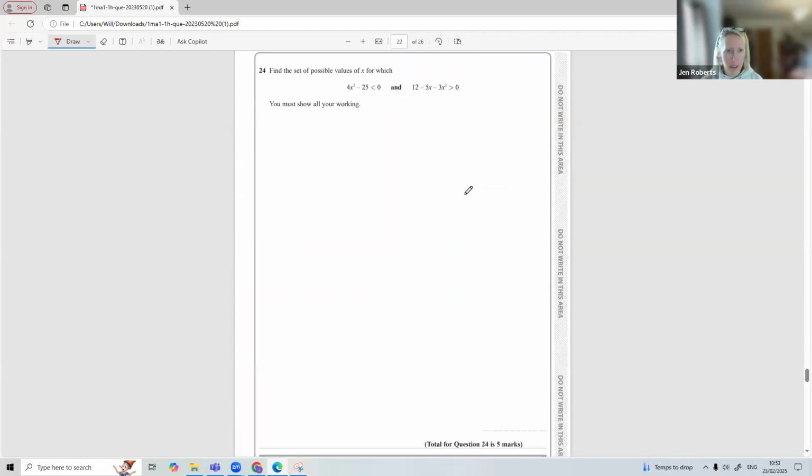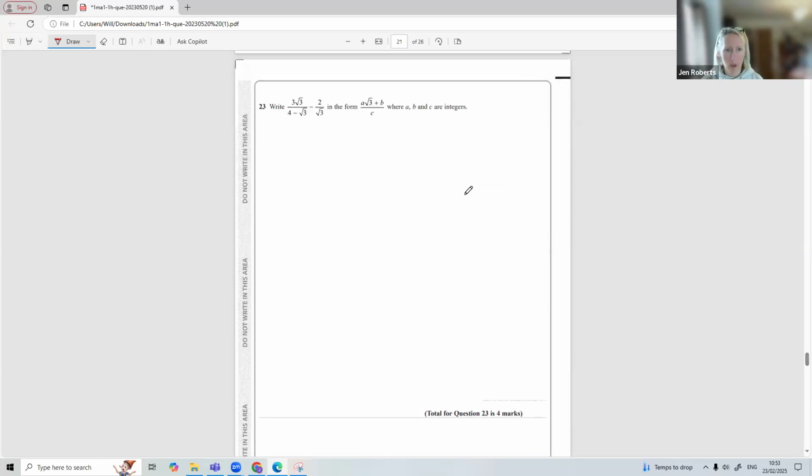And towards the end of the paper now. Okay, yeah, last two questions. Rationalize the denominator. So I'm going to do it with my 2 over root 3 first. Multiply the numerator and denominator by root 3. 2 root 3 at the top. Root 3 times root 3 is 3.